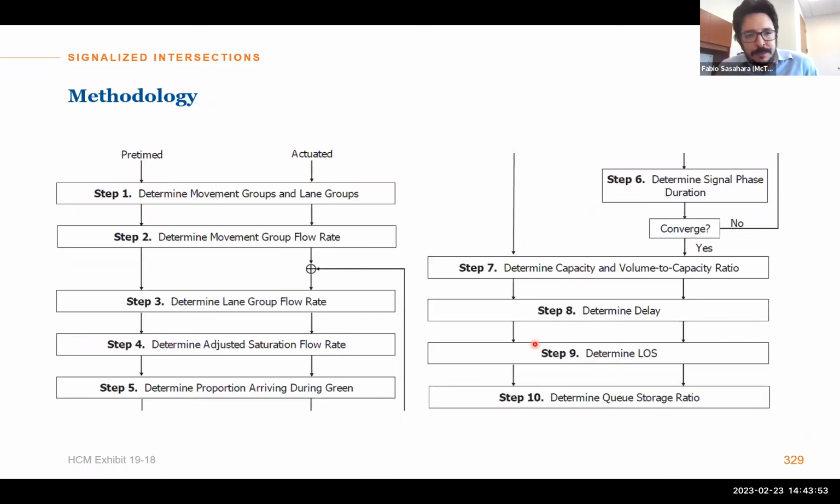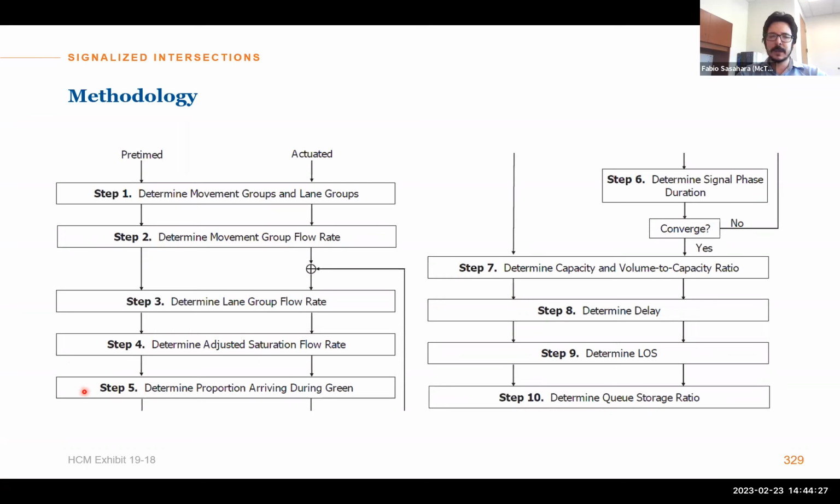A little bit about the methodology. We don't need to pay a lot of attention here, but the methodology has some internal definitions of movement groups and lane groups. That's all internal to the method. An important step, and we'll be discussing a lot here, is the adjusted saturation flow rate. So this directly determines capacity, and there are a series of inputs that we use to adjust it to local conditions. We're going to see that over the next slides.